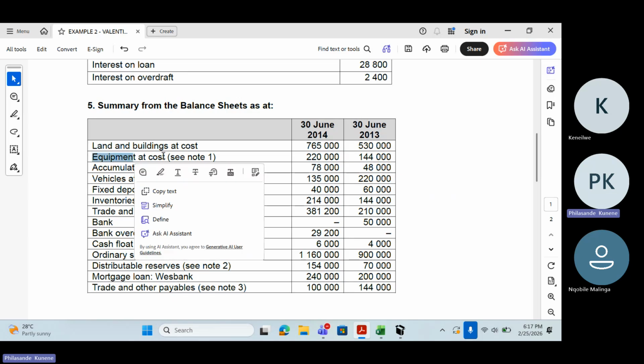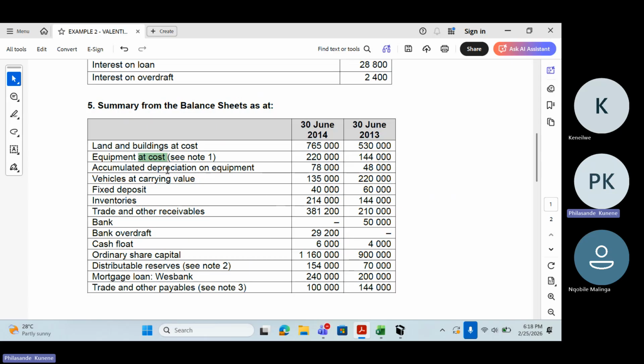Then they gave us equipment at cost. This is not the carrying value. I think that's another thing we need to be careful of. They can give you equipment at carrying value. They can give you equipment at cost. 220,000, 144,000 in the previous year. Accumulated depreciation on equipment, 78,48. Vehicles at carrying value, you can see here, they just gave you the carrying value, which is cost minus accumulated depreciation. We have beginning and then we have end.